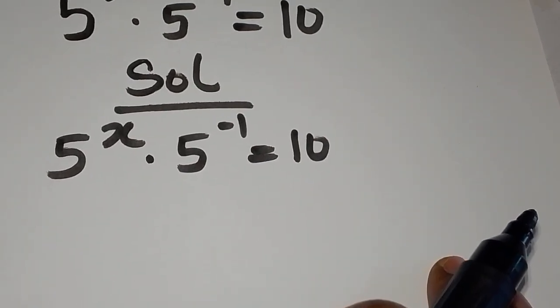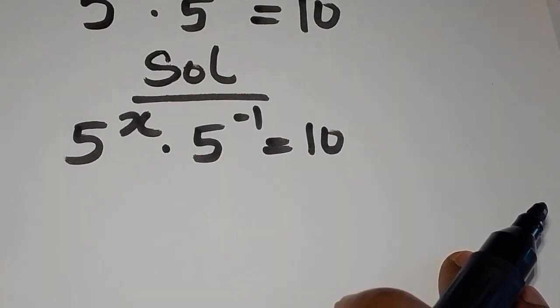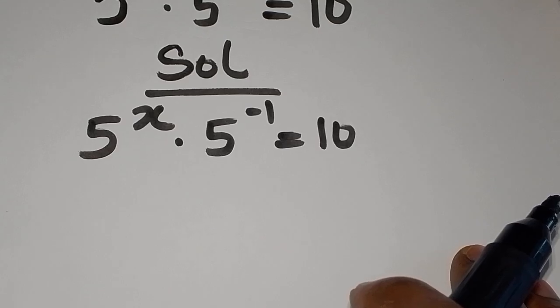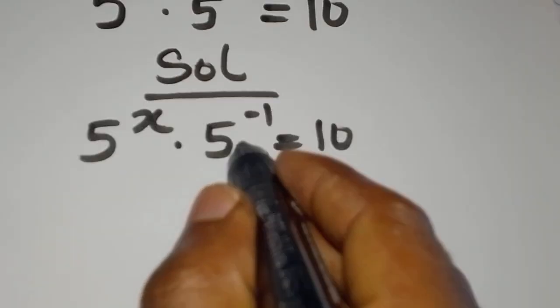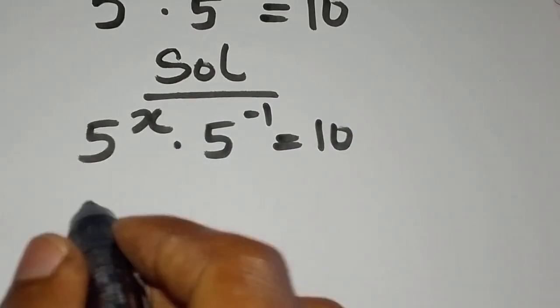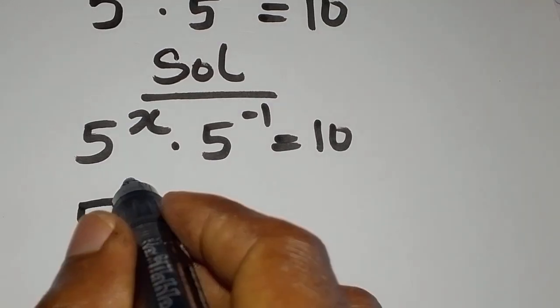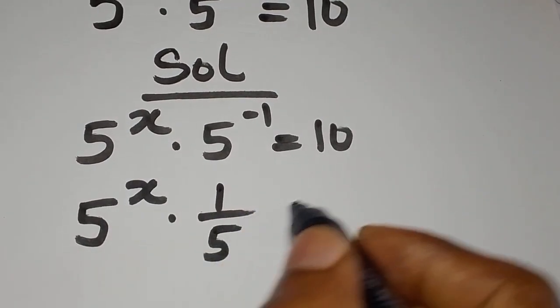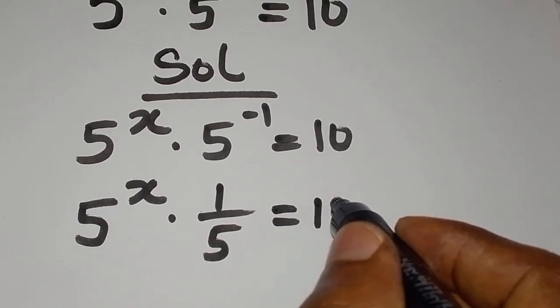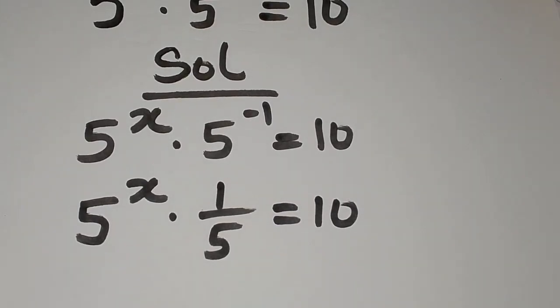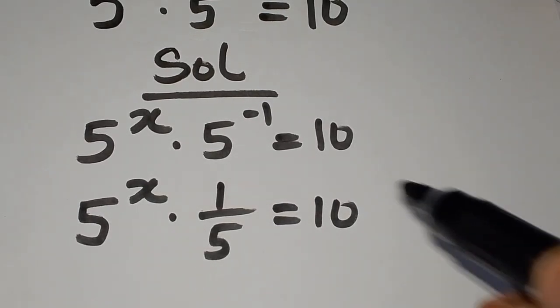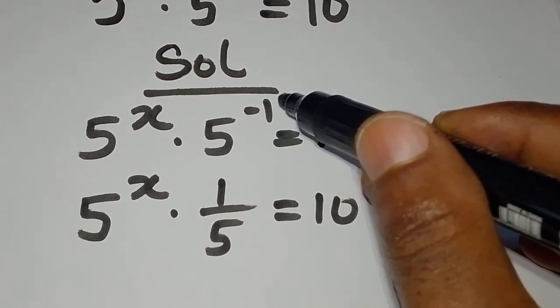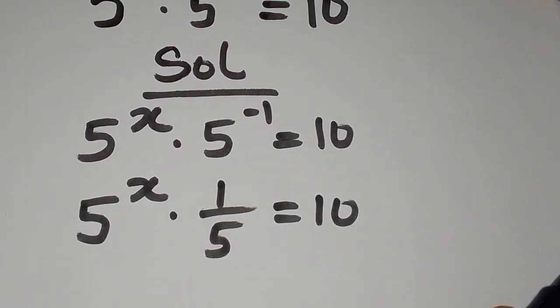Okay, the first step we're going to take is to work on this term here so that we can have 5 to the power of x multiplied by 1 over 5 to be equal to 10, right? Because from one of the laws of indices, 5 to the power of -1 is 1 over 5.